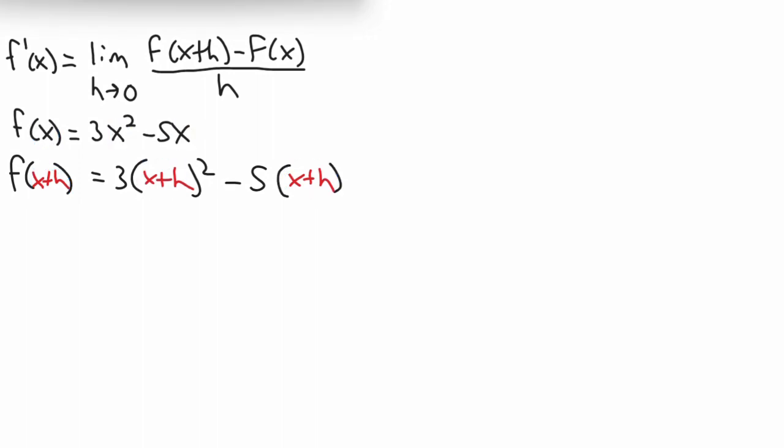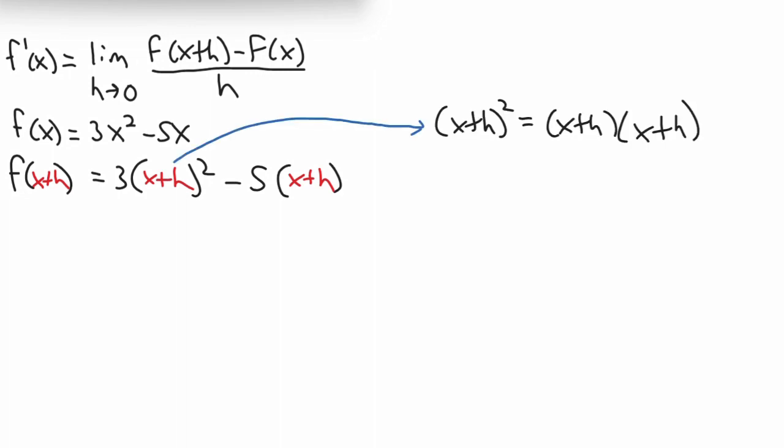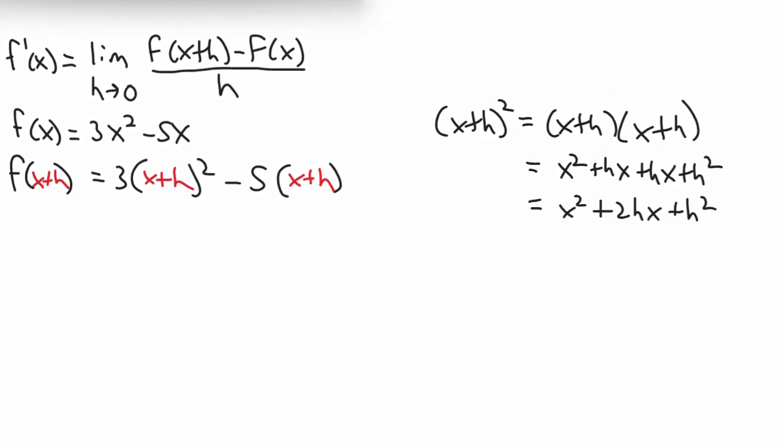So first, let's simplify f of x plus h before we plug it into the formula. So first we're going to FOIL x plus h squared. So FOIL is first, x times x is x squared. Outer, x times h is hx. Inner, h times x is hx. Last, h times h is h squared. Simplifying, we get this. Let's plug that in here.